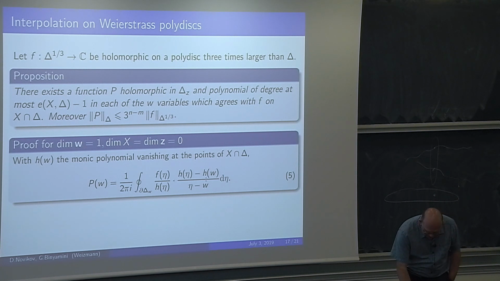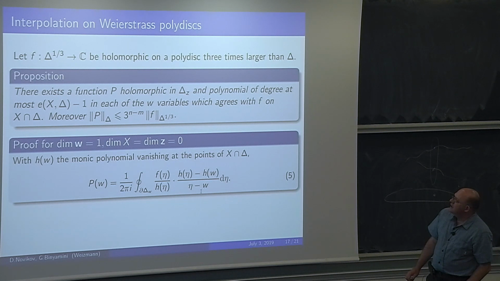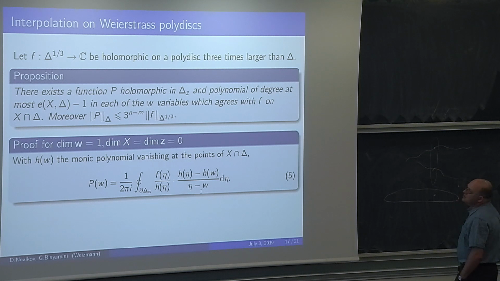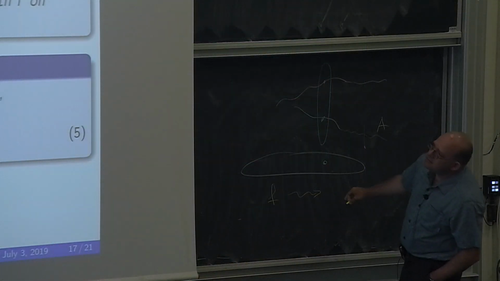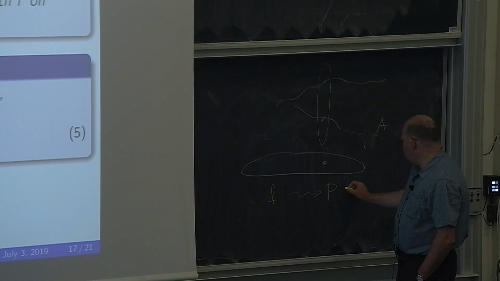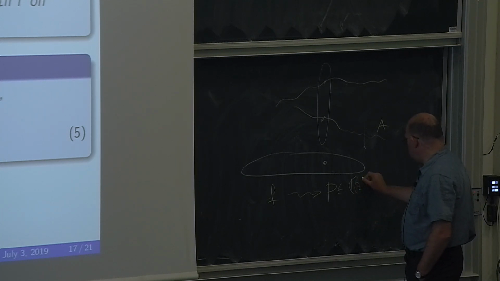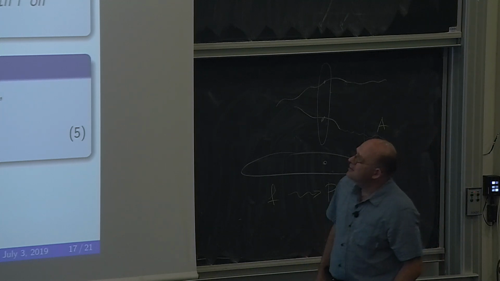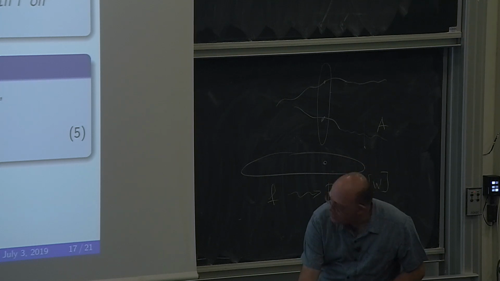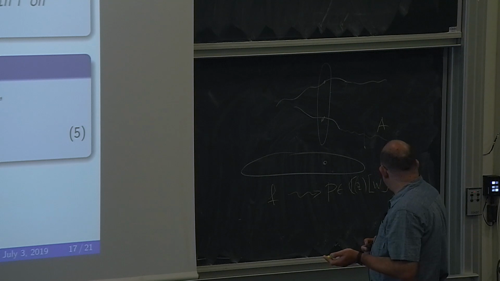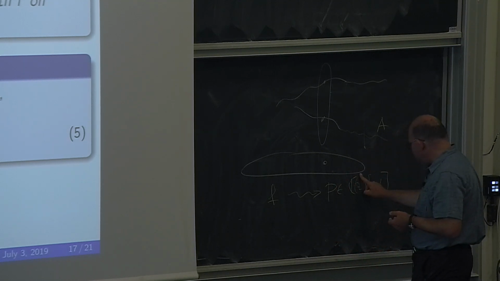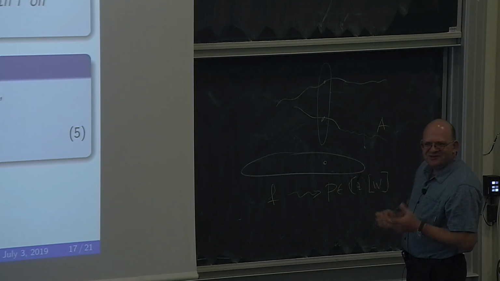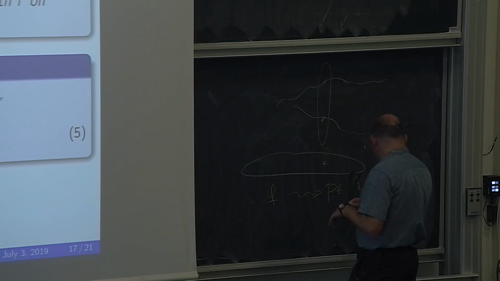So what we want is, we have this set A. We want to interpolate functions on this set by a polynomial. From a function f, we want to replace it by some polynomial p, which is a polynomial in W, with coefficients holomorphic in Z.